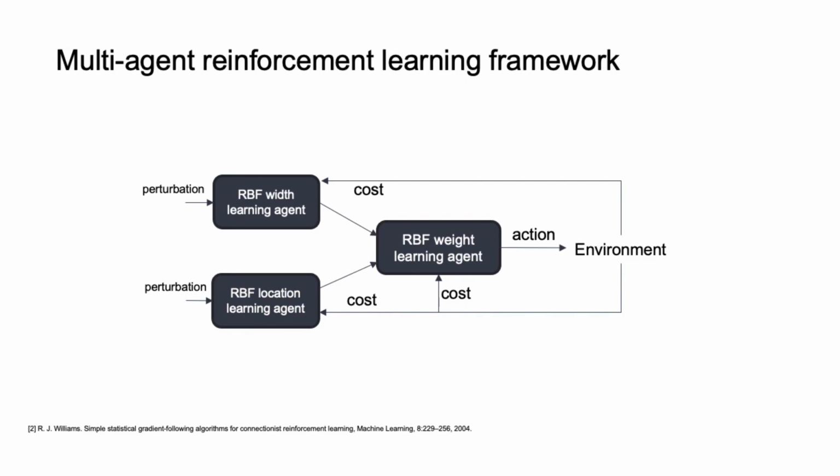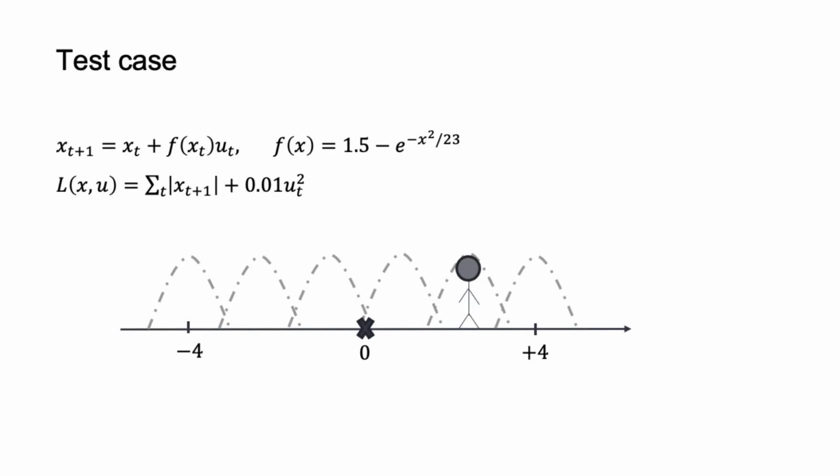So specifically, we have a framework with 3 different agents: one for learning the width, one for learning the location, and one for learning the weight of each radial basis function. So as an example, we look at a dynamic system which represents the location of a person who's allowed to move in the interval -4 and 4. The dynamic is evolving based on the equations that are represented here, and the loss function is a summation of the absolute value of the location and a quadratic function of the input. So the kernel space is also represented using 6 radial basis functions.